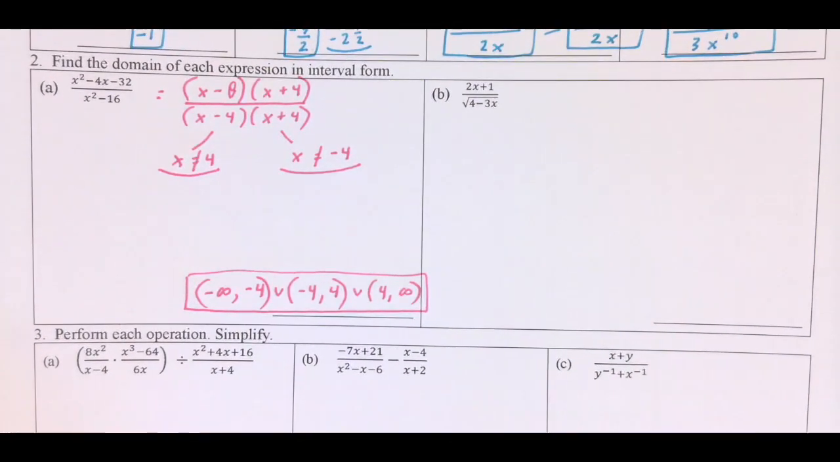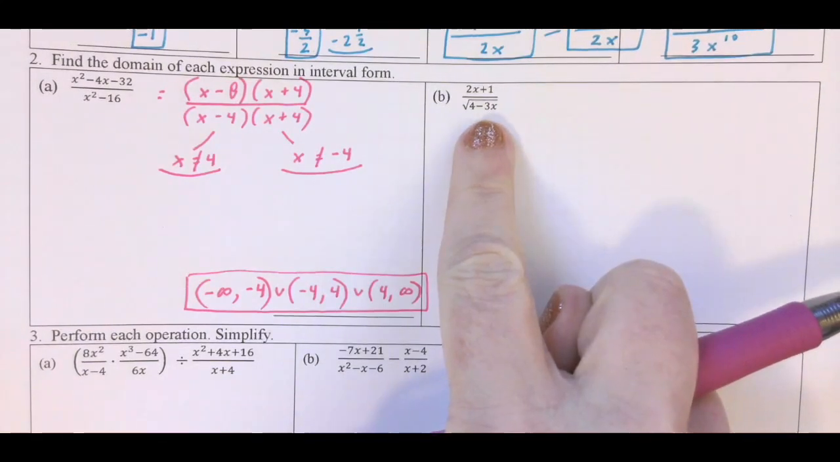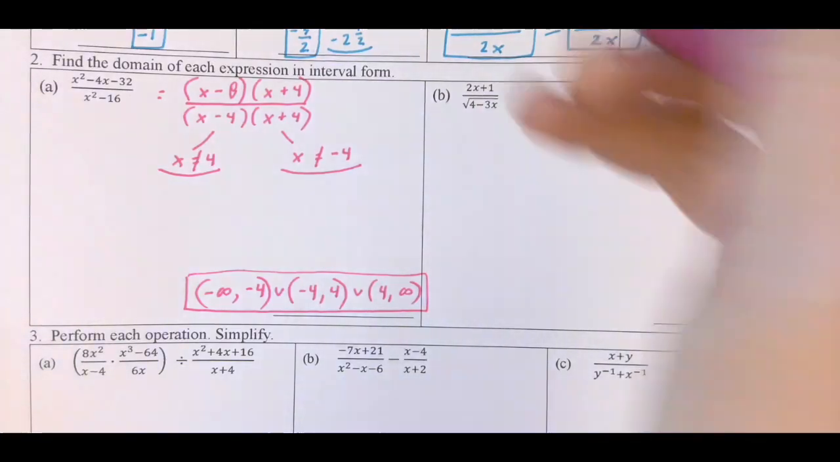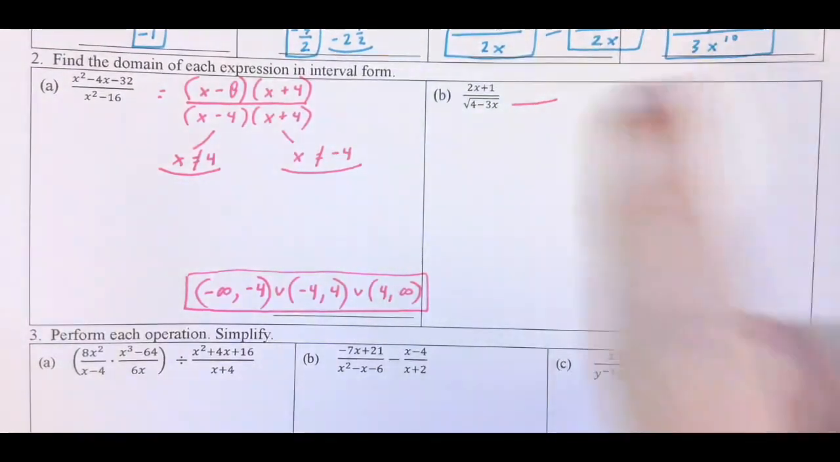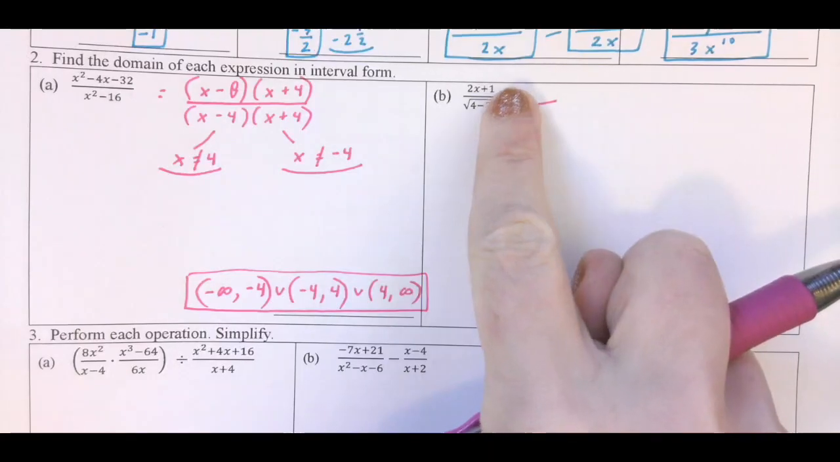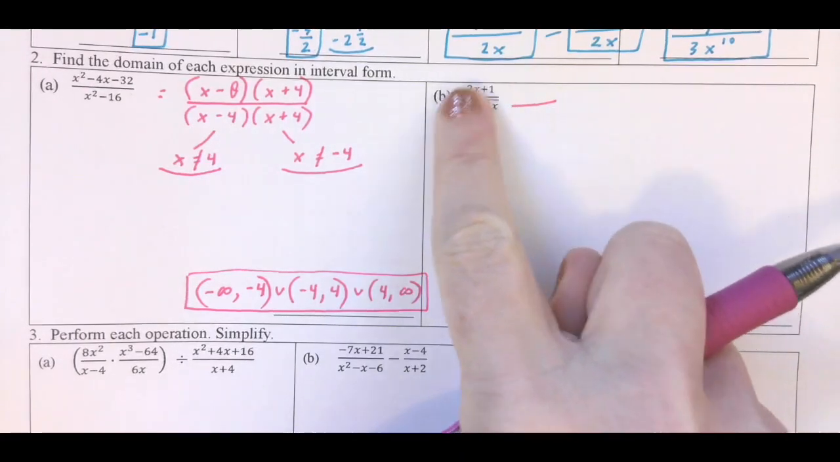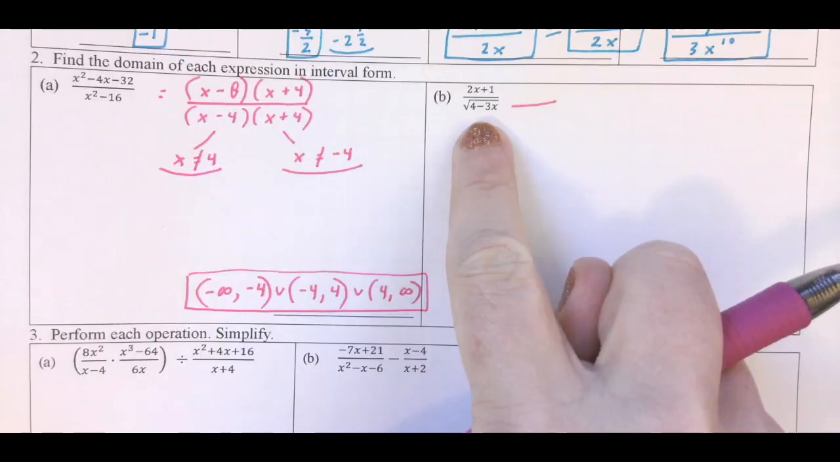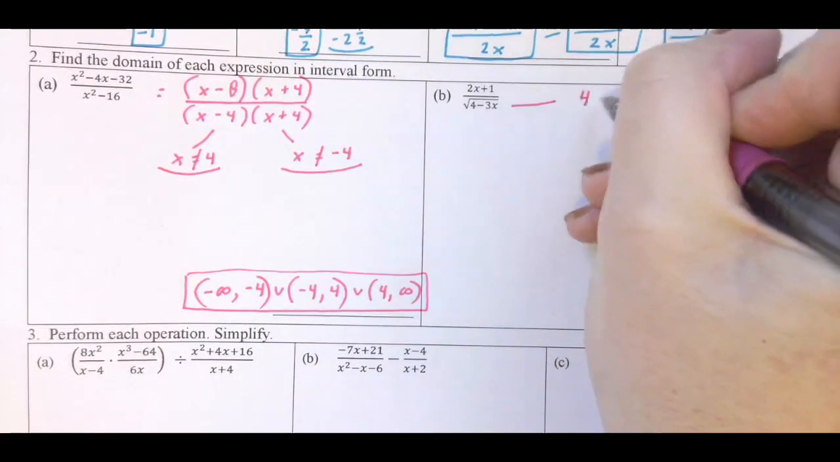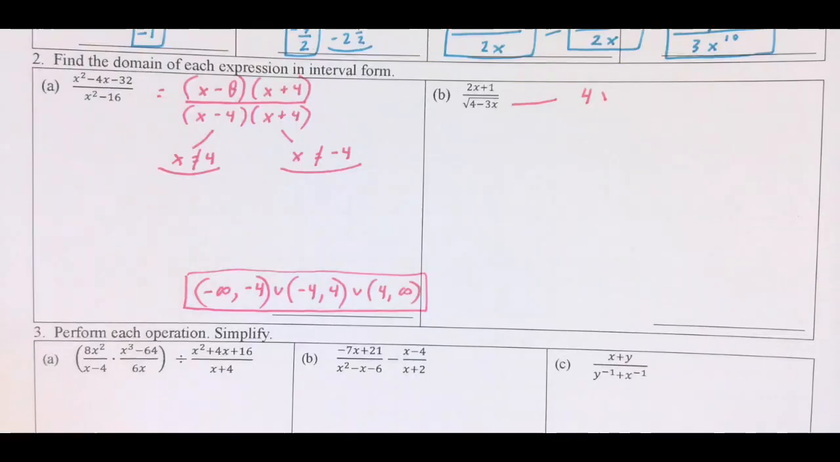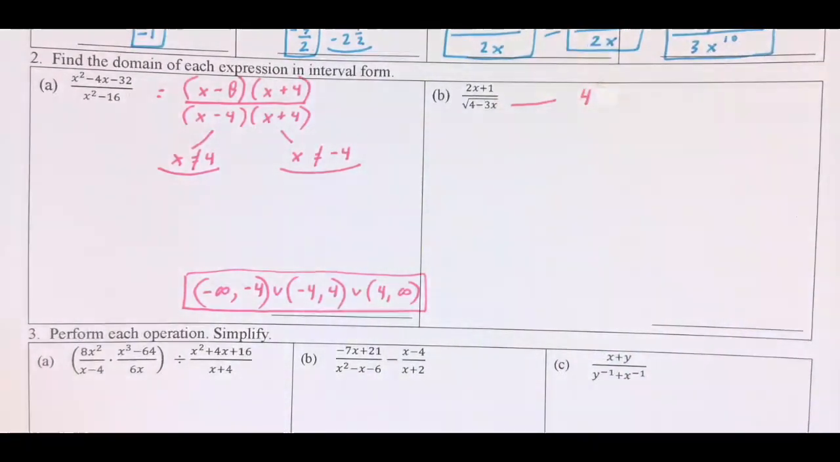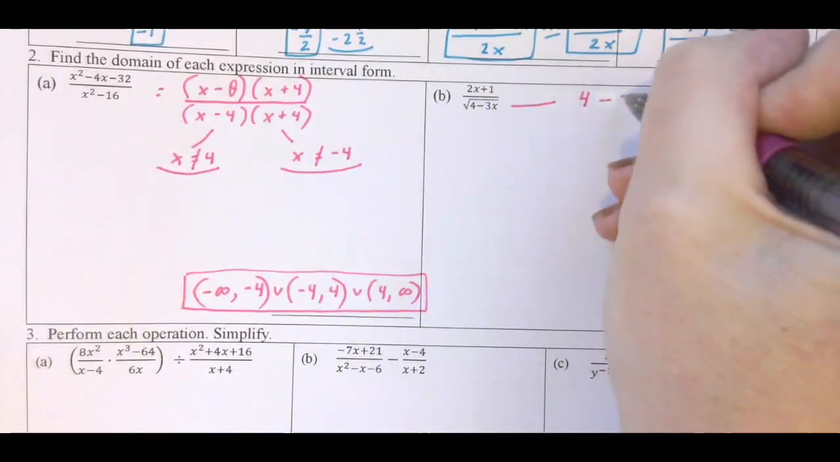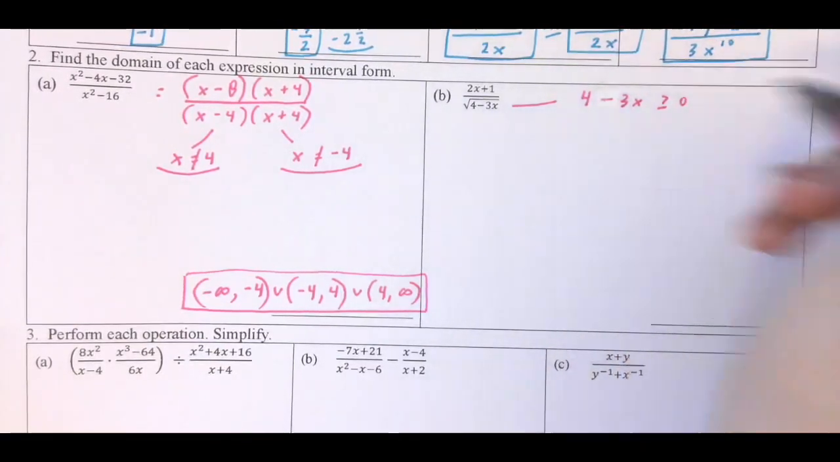All right, the next one here, we see kind of a double whammy. We see that we have a root on the bottom. So that tells me 2 issues that I'm going to have to resolve. So first thing that I'm going to see here is that I know that the radicand part, that 4 minus 3x, what's underneath the root, the radicand, that number has to always be greater than or equal to 0. So I have 4 minus 3x has to be greater than or equal to 0.